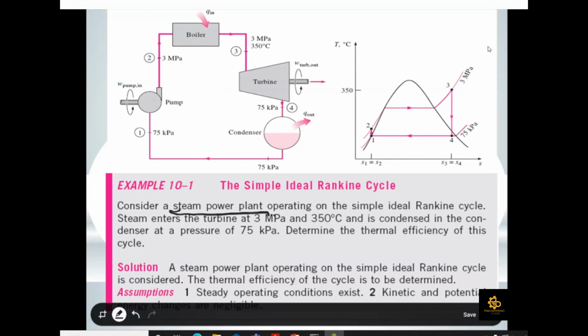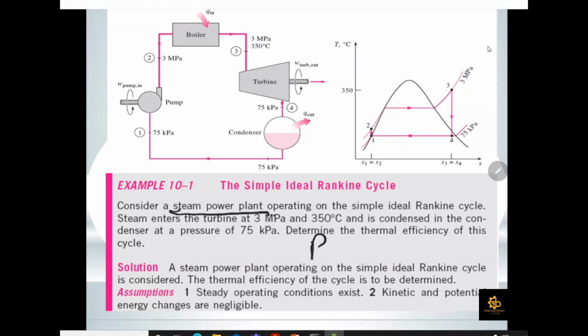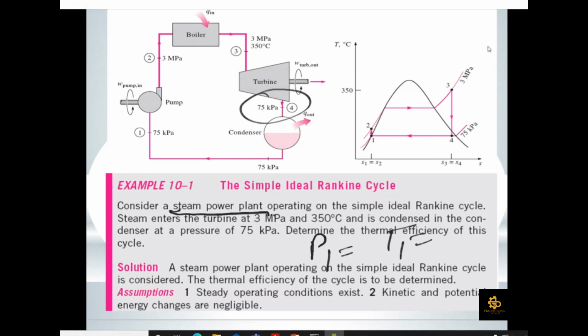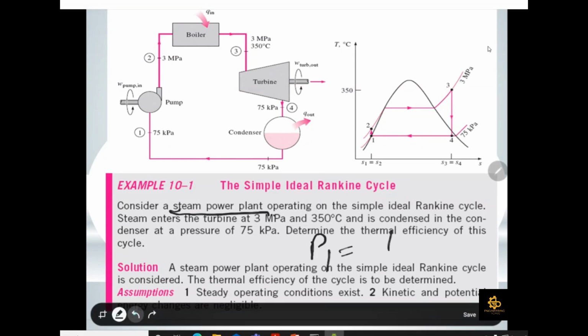The steam enters the turbine at 3 megapascal and 350 degrees C. It means your pressure P1 is given and temperature T1 is given to you in the question, and it is condensed in the condenser at the pressure of 75 kilopascal. So where your condenser is at state 4, your pressure is also given in the question, 75 kilopascal. What this question says is that you have to find the thermal efficiency of this cycle.